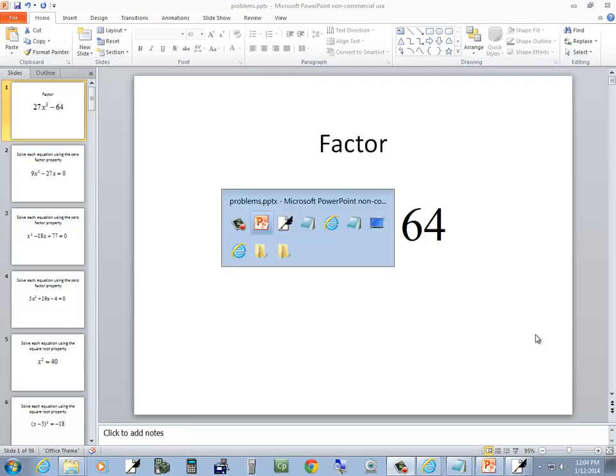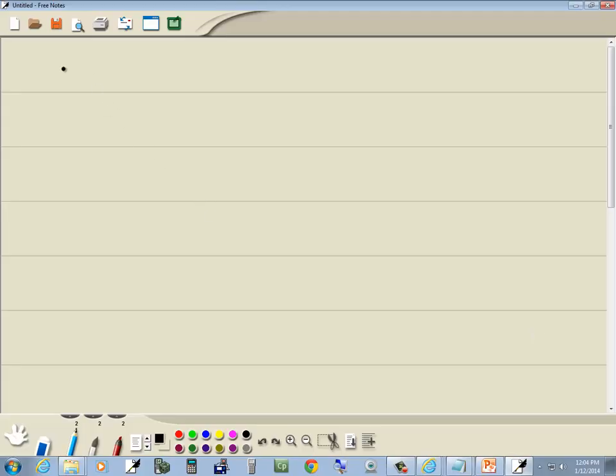Let's take a look at this problem. 27x to the third minus 64, and we want to factor it. First thing we look for is GCF, and there isn't any.